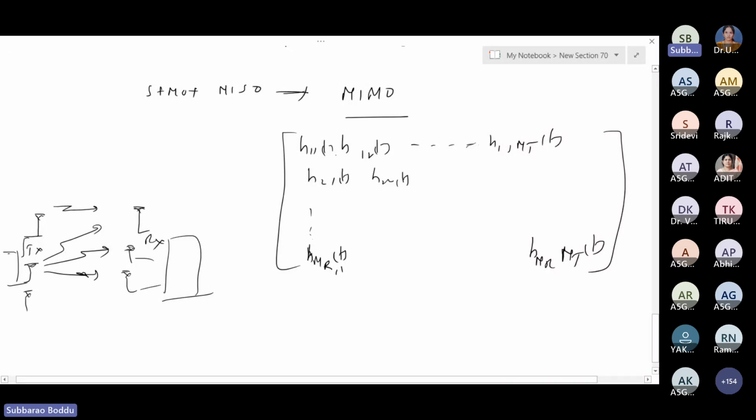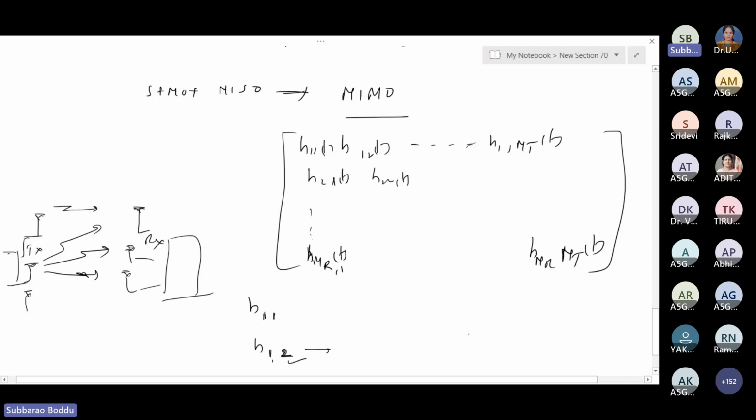How you read H11, H12 is this: H12 means received at antenna 1 and transmitted from antenna 2. That is the meaning. H11 means received at antenna 1 and transmitted from antenna 1. So that is the way you have to read it. That is the nomenclature basically.